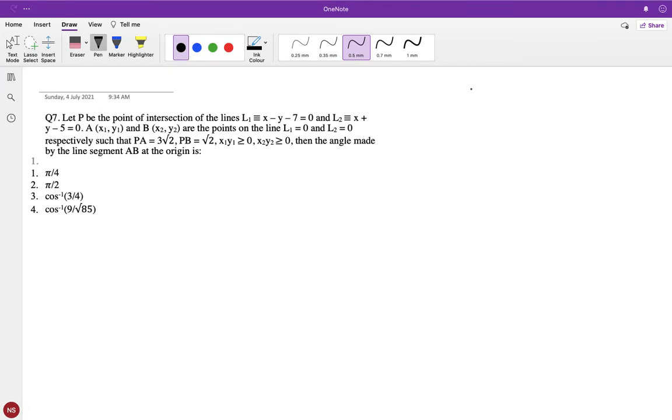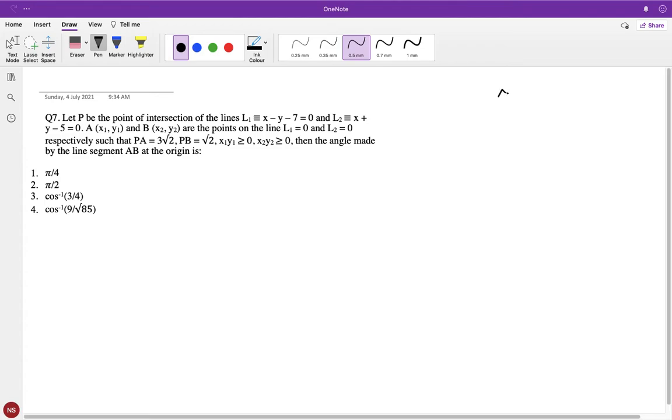Okay. So this is the last problem. Let P be a point of intersection of the lines L1 and L2, and A and B are 2 points on L1 and L2 such that PA and PB are given, with x1 y1 product greater than 0 and x2 y2 product greater than or equal to 0. Then the angle made by the line segment at the origin is... so a very complicated question. A whole lot of things are going on over here.